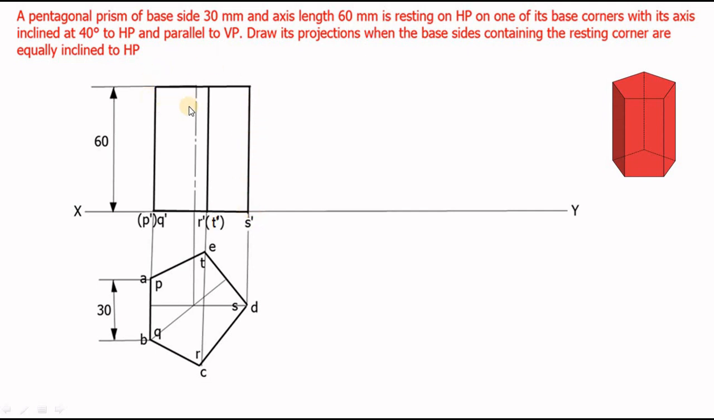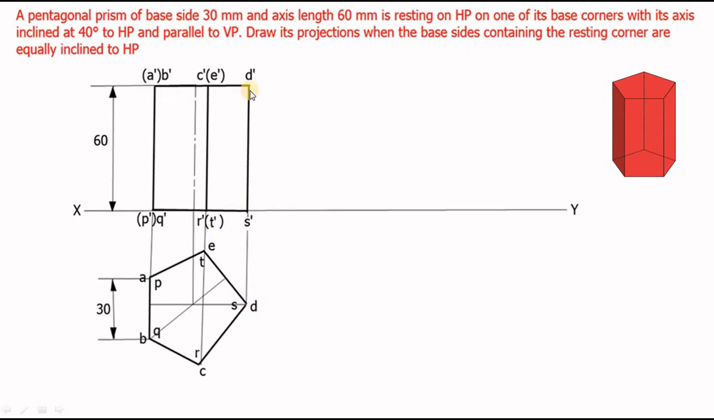Before that, let us name the top face corners. This can be named as A dash and B dash. B dash is visible and A will be invisible, so that can be written in bracket. Similarly, C dash, E dash and D dash. Clear? Now tilt this S dash D dash 40 degrees to HP.